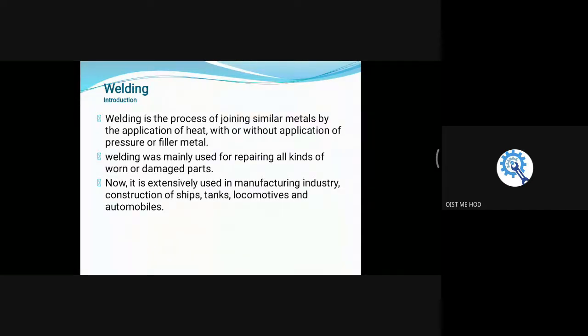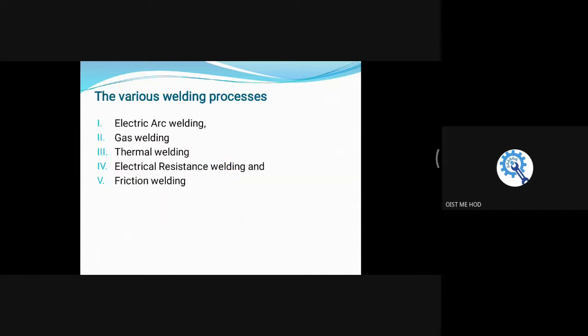Welding is a process of joining similar metal by the application of heat, with or without the application of pressure or filler metal. It's very clear. Welding is a process of joining similar metal. Suppose if you are going to join MS, then MS only is required. You cannot join MS to copper. It is a different process. Okay. Then what can be the various types of welding process?